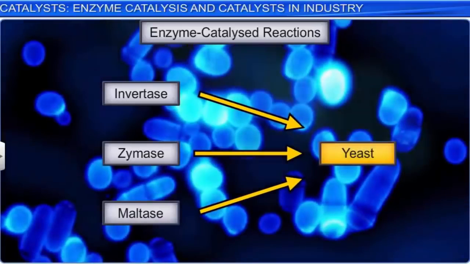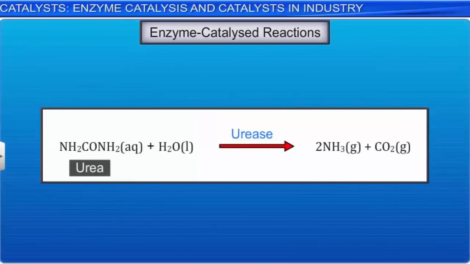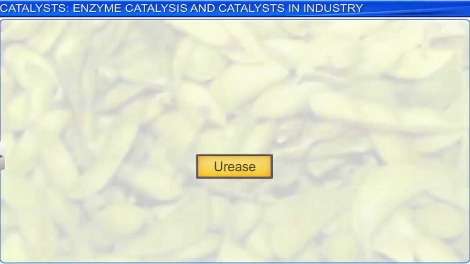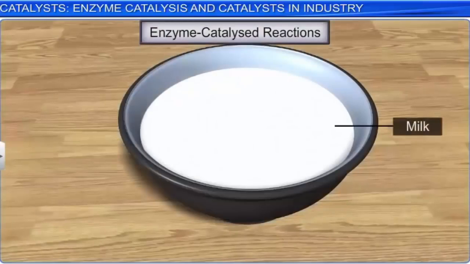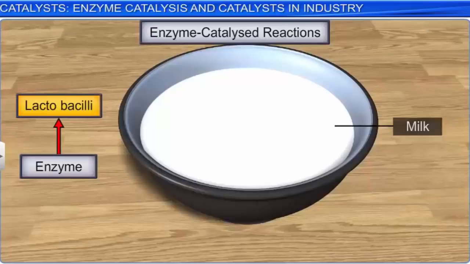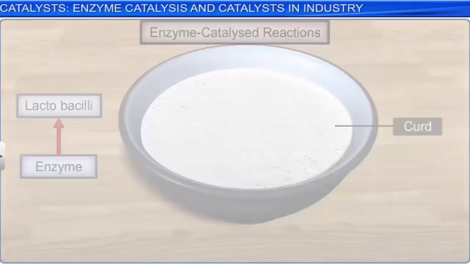The decomposition of urea into ammonia and carbon dioxide is catalyzed by the enzyme urease. The source of urease is soybean. Milk is converted into curd by the enzyme lactobacilli, which is present in curd. Let's now study some fundamental characteristics of enzymes.